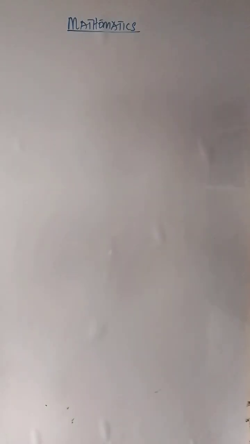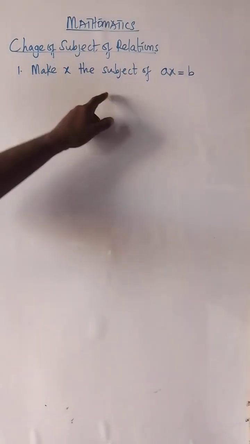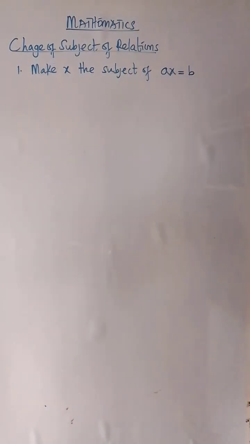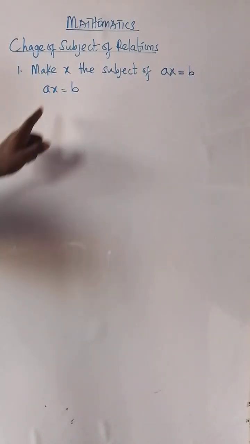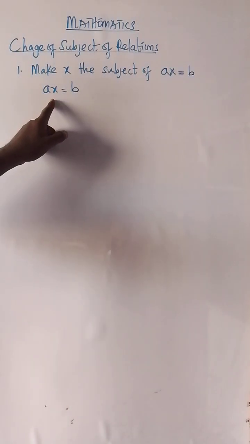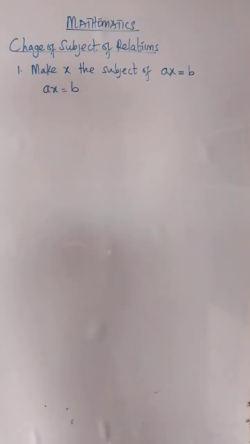For today's class, we are going to look into change of subject of relation, and some people call it change of subject of formula. For example, make x the subject of ax = b, meaning we want x to stand alone. So the equation is ax = b. Since we want x to stand alone, a and x are connected by what? Multiplication. So to remove this a, we have to divide both sides by the coefficient of x, which is a.